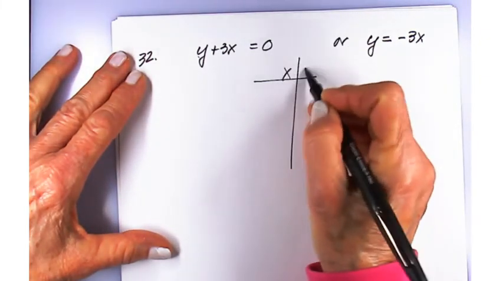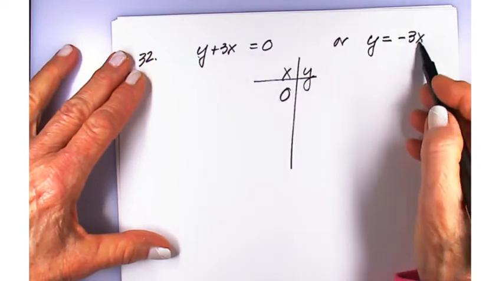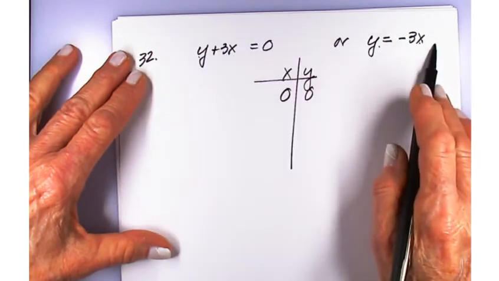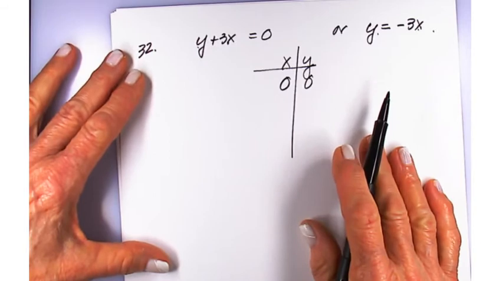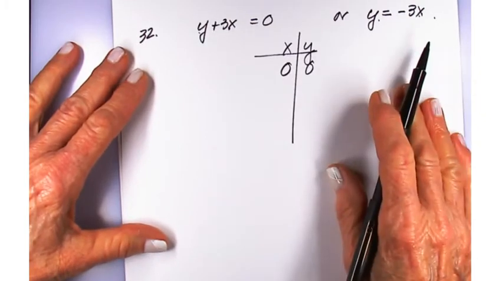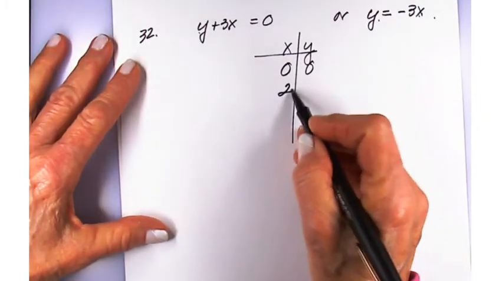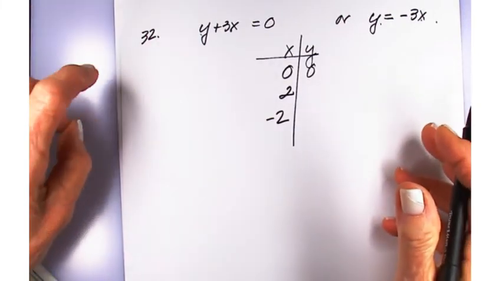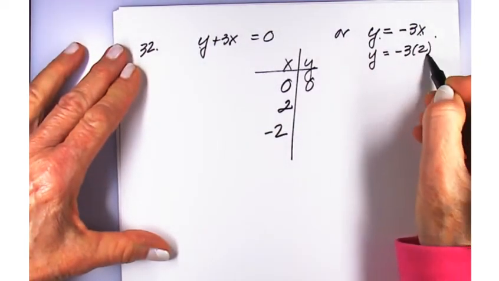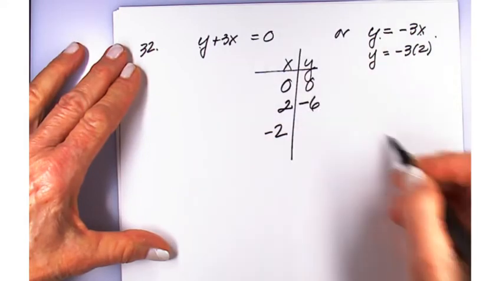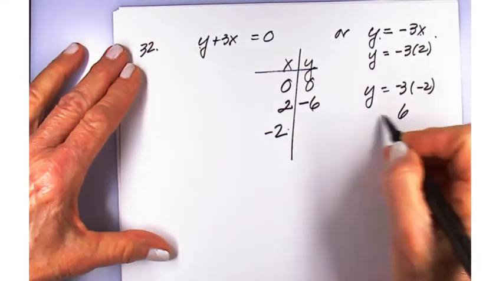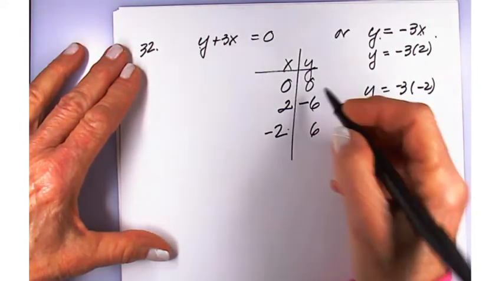I see that if I let x equal to 0, y is going to be 0, no matter if I substitute it in here or here. So you want to pick another point, but you don't want to pick the number 1 because that's too close to x equal to 0. Why don't you pick 2 or minus 2, something that gives you good notation. If I let x equal to 2, I would have minus 3 times 2, and I would get minus 6 here. If I use minus 2, I would have minus 3 times minus 2, and I would get a positive 6.